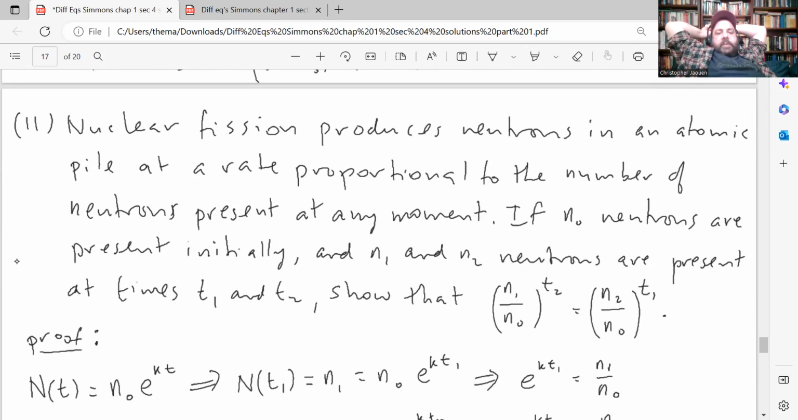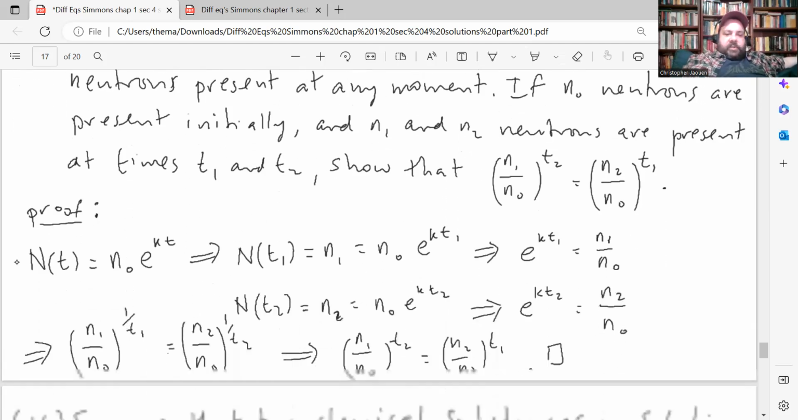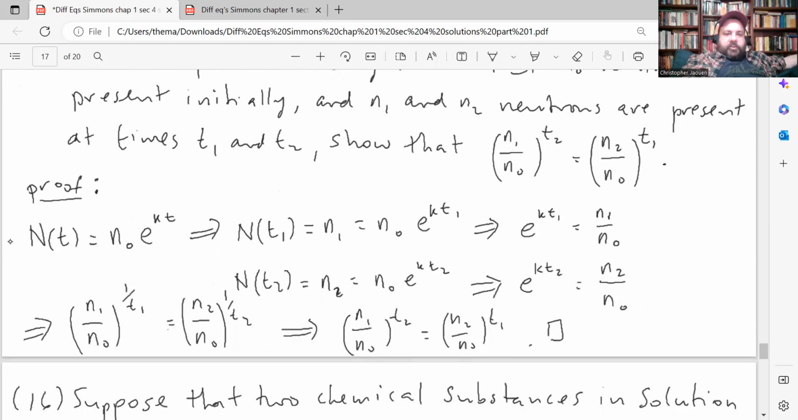I don't know anything about these nuclear processes, so I don't know if this formula is particularly important in nuclear physics. I'm sure that it is, otherwise he wouldn't be giving it as an example, but I've never seen this before. But anyway, we don't really have to know anything about nuclear physics in order to solve this problem. It's just a differential equation.